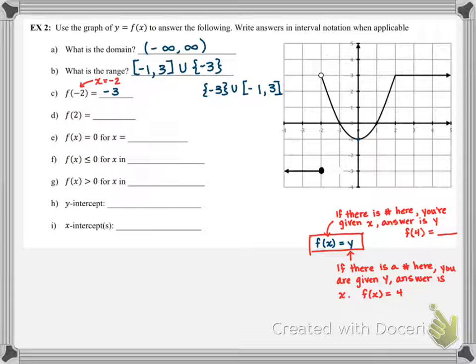What about f of 2? Yeah, that's positive 3. Again, they're giving us the x value. So that's this point right here.